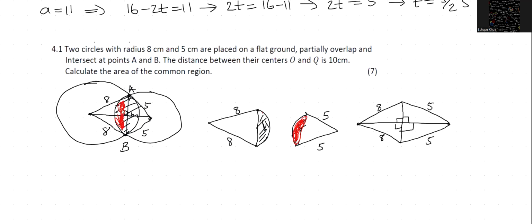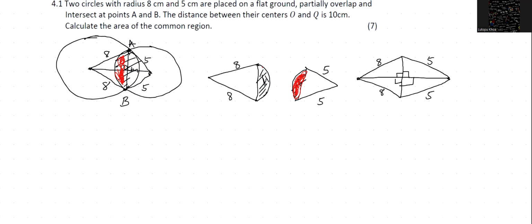Okay, then this one here, we can break it up and look at it like this. So this is something like that. So you have 8, 5, and over here we have 10. So these two angles there, we can work them out, and then that will help us to work out the segment areas. Okay, so we have all the sides. We need the cosine rule in order to work out these angles. So we know the cosine rule.